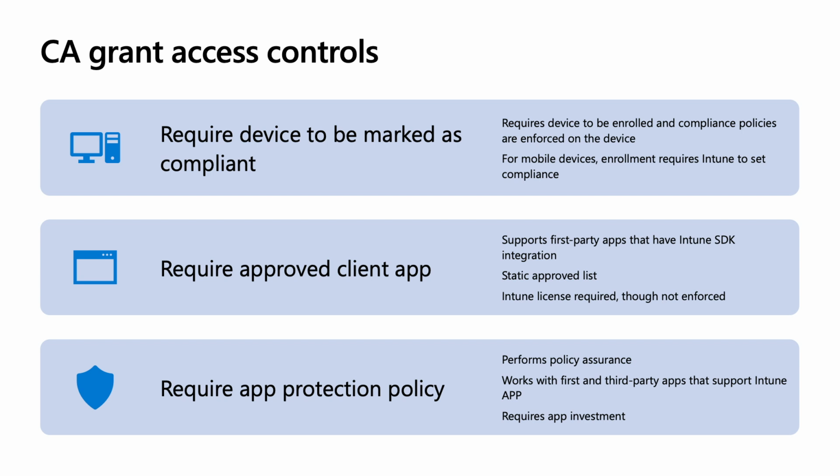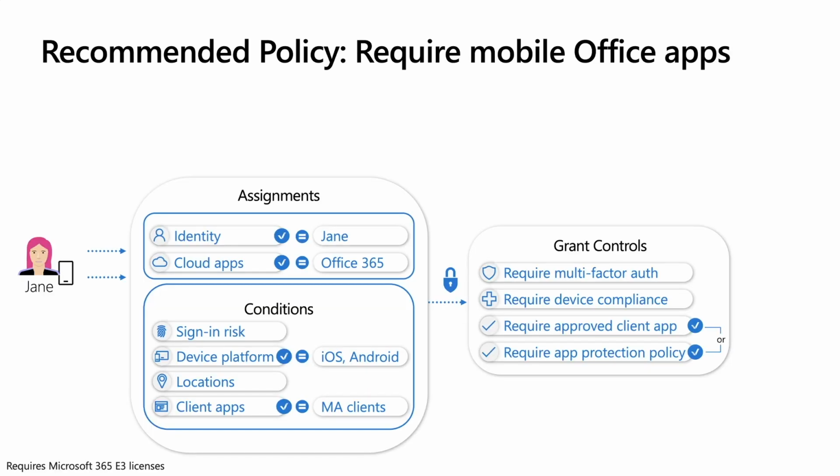So let's look at the policies you need in order to ensure you only allow the Microsoft apps to connect and access data on your mobile devices. And it's going to break down into 4 distinct policies. The first being, how do we ensure only mobile Office apps can connect to your tenant and access your data? So we'll start with our assignments. We're going to target our user population, like in this case, Jane.